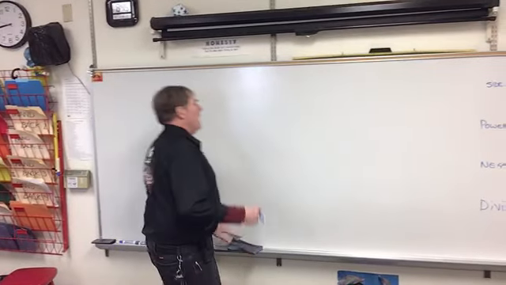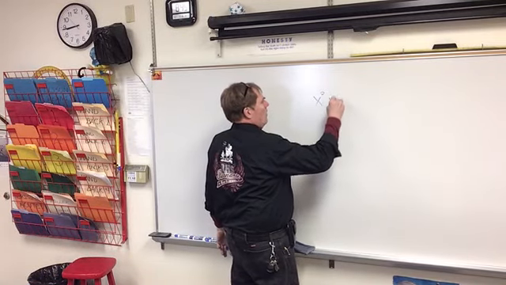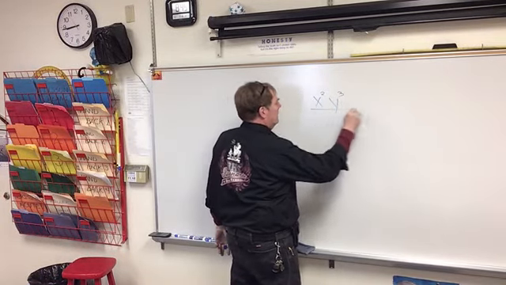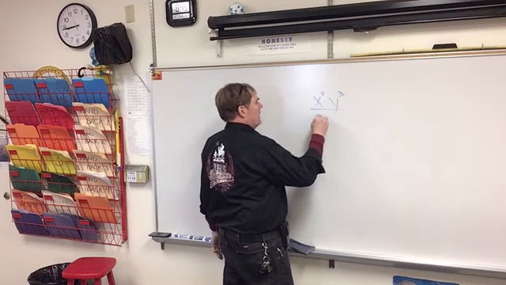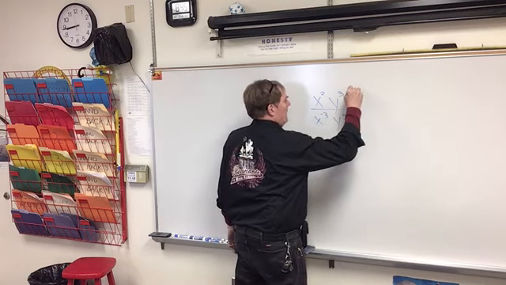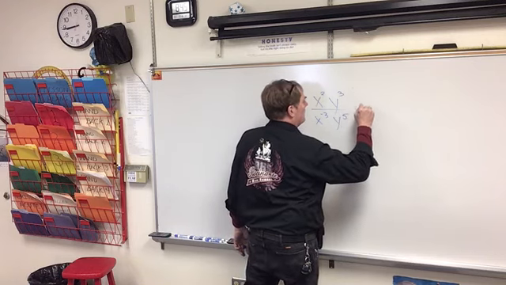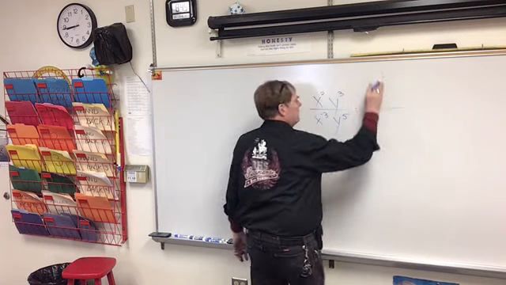All right, how about something like this? I'm gonna throw it all at you now. X squared, y cubed times x to the negative 3, y to the 5. And let's just start right there. That's a good place to start.